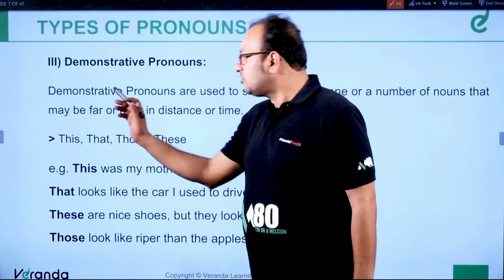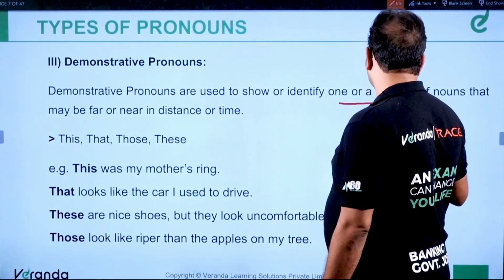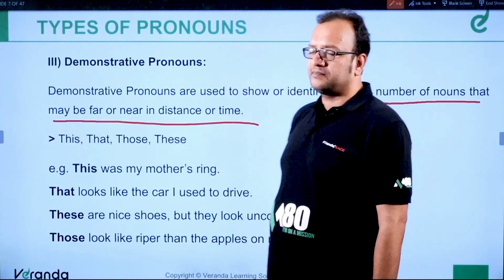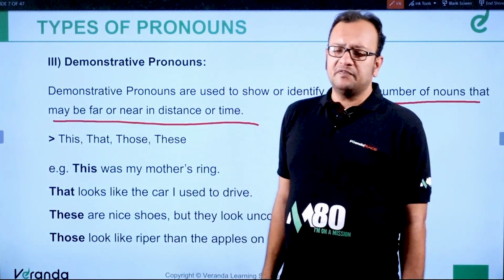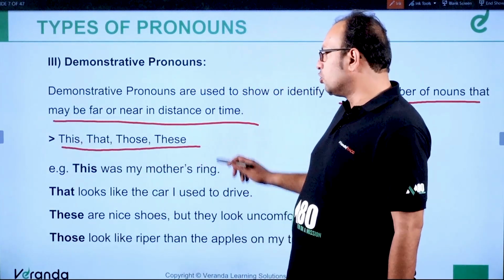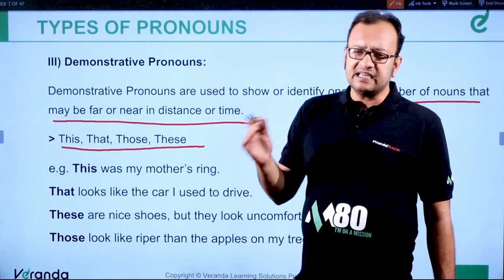Demonstrative pronouns. Demonstrative pronouns are used to show or identify one or a number of nouns that may be far or near in distance or time, like this, that, these, those. Near, far, in distance and time.